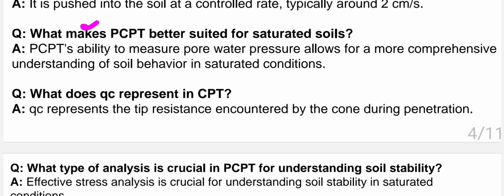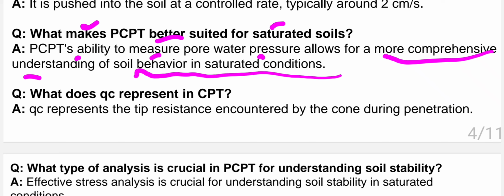What makes PCPT better suited for saturated soils? PCPT's ability to measure pore water pressure. It can measure pore water pressure, which allows a more comprehensive understanding of soil behavior in saturated conditions. That's the reason it becomes more capable for understanding the behavior of saturated soil conditions. So that makes PCPT better suited for saturated soil conditions.